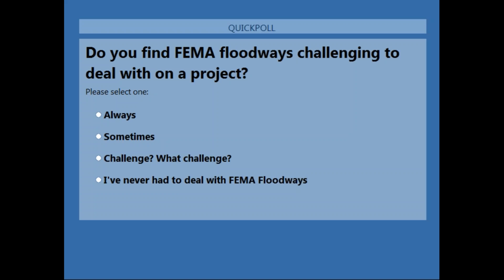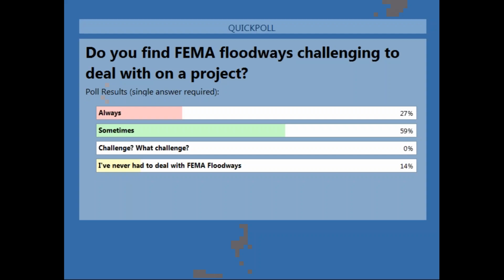Hopefully get up here to around 90% people voting, and we'll shut her down and look at the results. All right, we're close here.